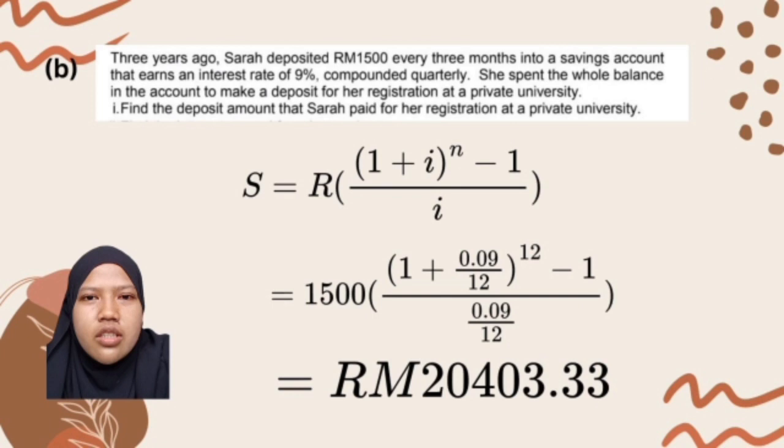To answer this question, we must use the formula of future value, which is S equals R multiplied by (1 plus i) to the power of n minus 1, divided by i. After we put the information given by the question into this formula, we get 1,500 multiplied by (1 plus 0.09 divided by 12) to the power of 12 minus 1, and divide by 0.09 divided by 12. After calculating all, we get the answer: 20,403 ringgit 33 cents.